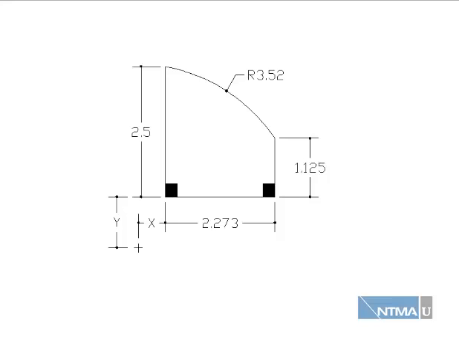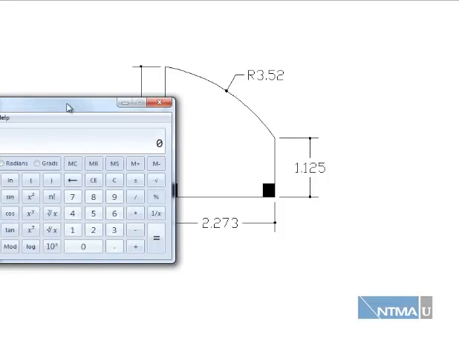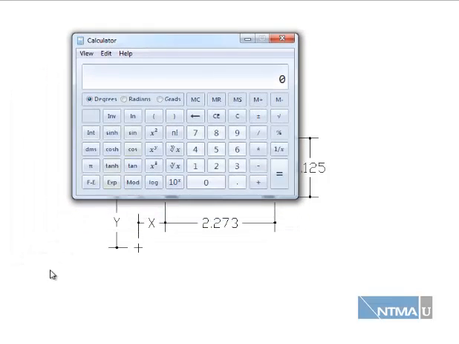The key to solving this problem is finding right angle triangles. Another thing that's going to help you is using the calculator that's in your computer. Most standard PCs have this calculator if you have Microsoft Windows.